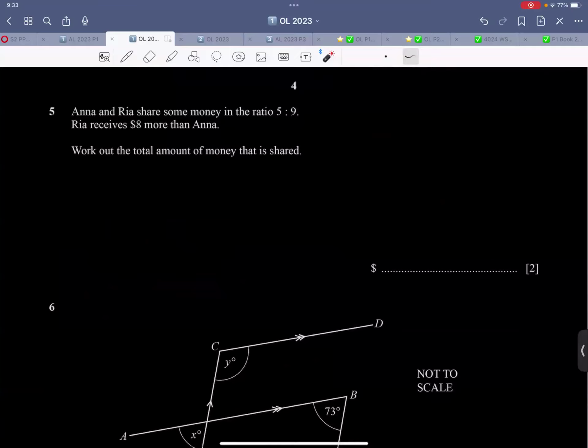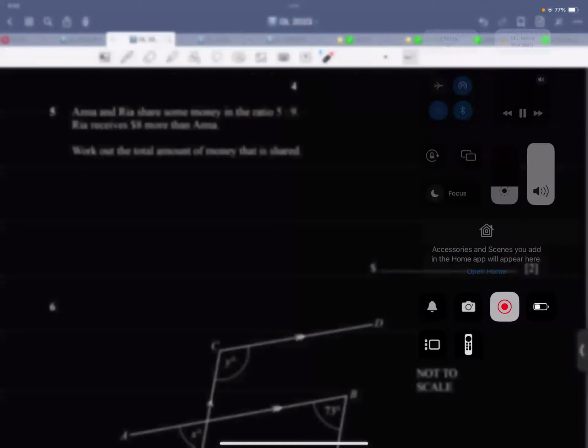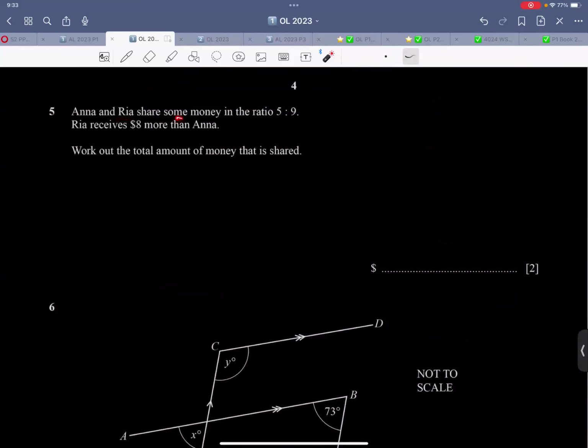Now the next question. Anna and Ria share some money in the ratio 5:9. Ria receives $8 more than Anna. So let me write it like this. There is Anna, there is Ria. They are sharing in the ratio of 5:9. Ria receives $8 more than Anna.